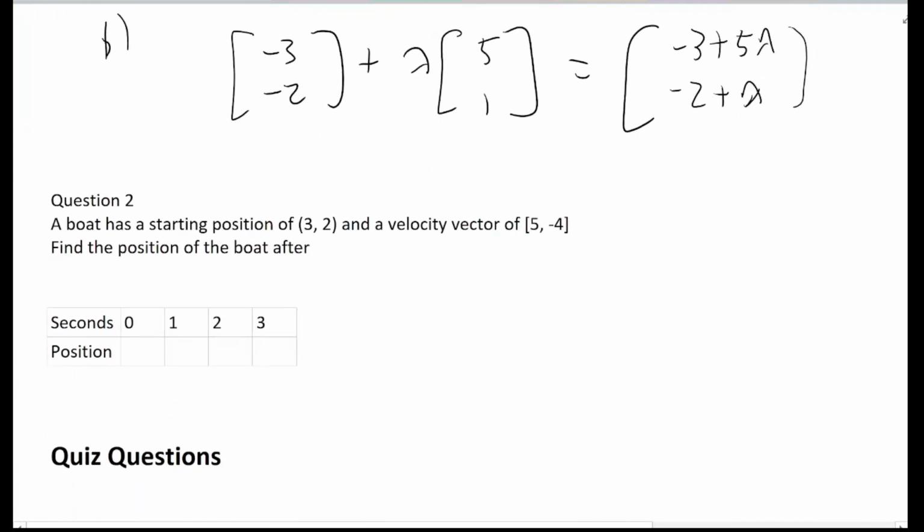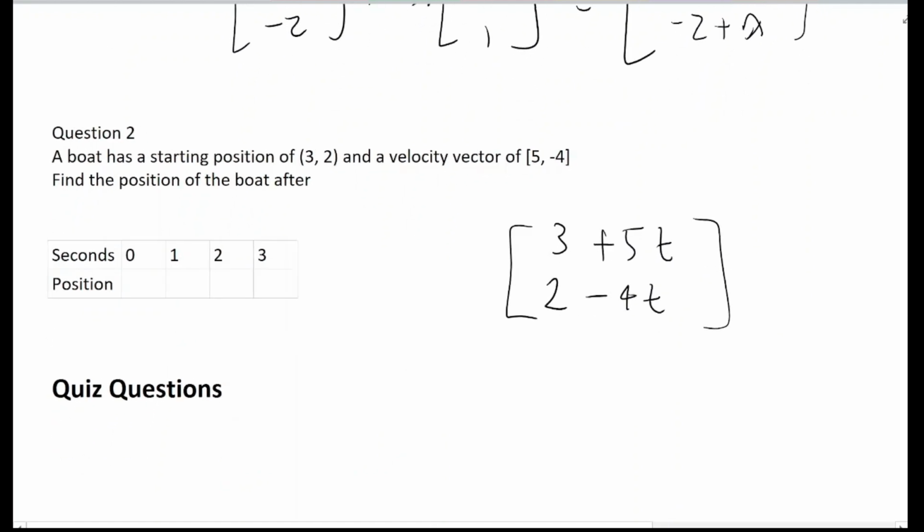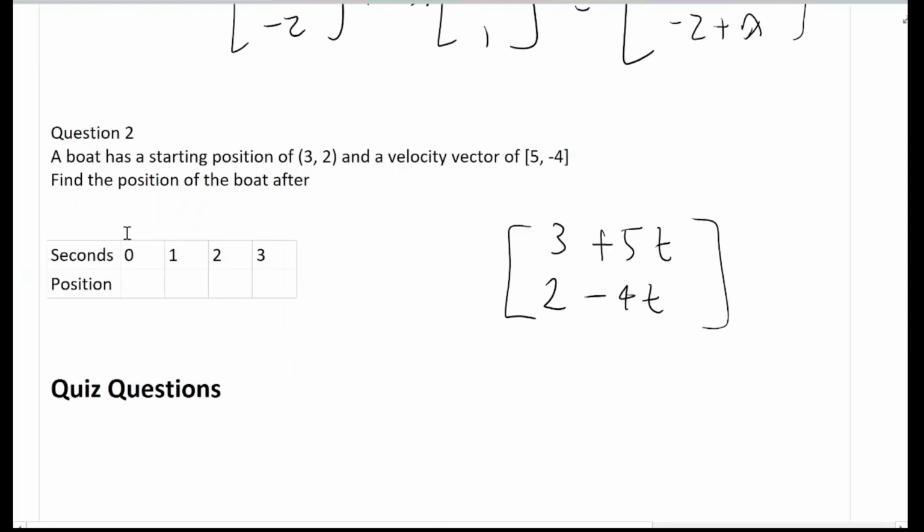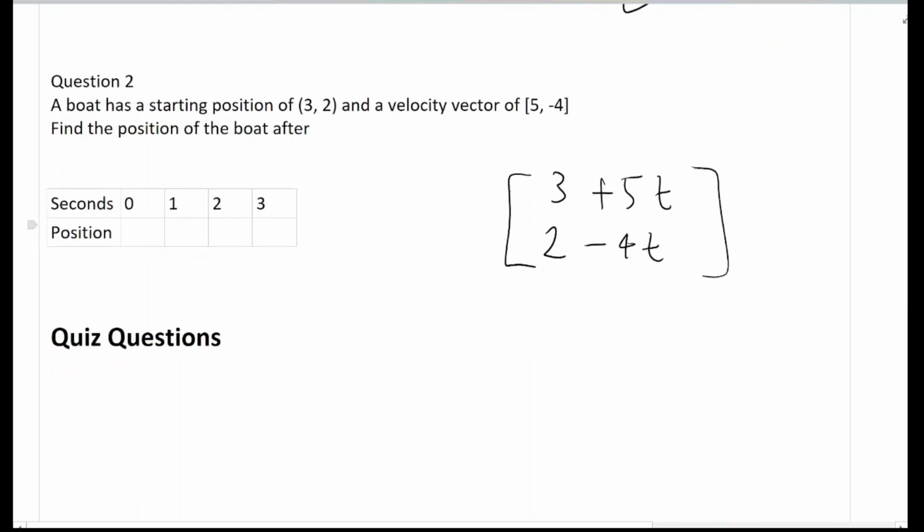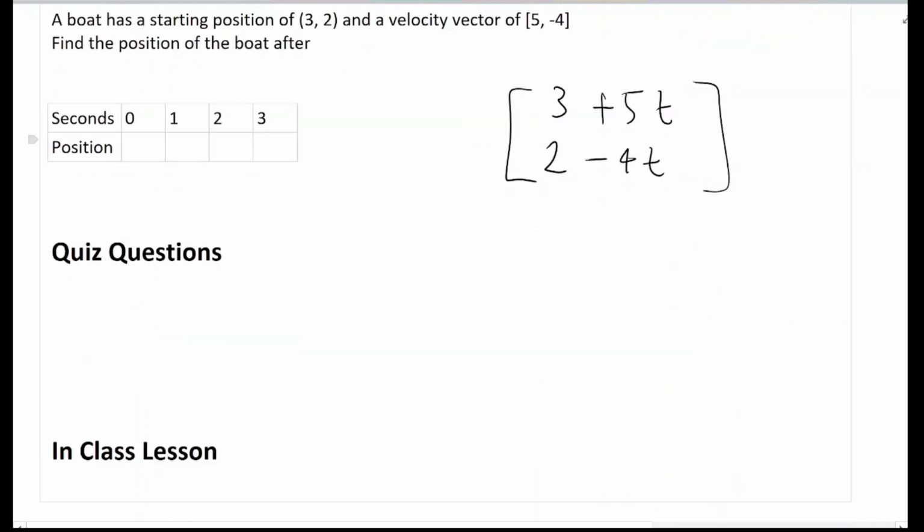Speaking of which, we can use a t for this equation. The vector equation of the boat would be 3 plus 5t and 2 take 4t. And essentially what this table is asking for is the position at any time in seconds. So the position here at t equals 0 is going to be (3, 2). Now at t equals 1, you're going to get 8, and 2 take 4, which is minus 2.